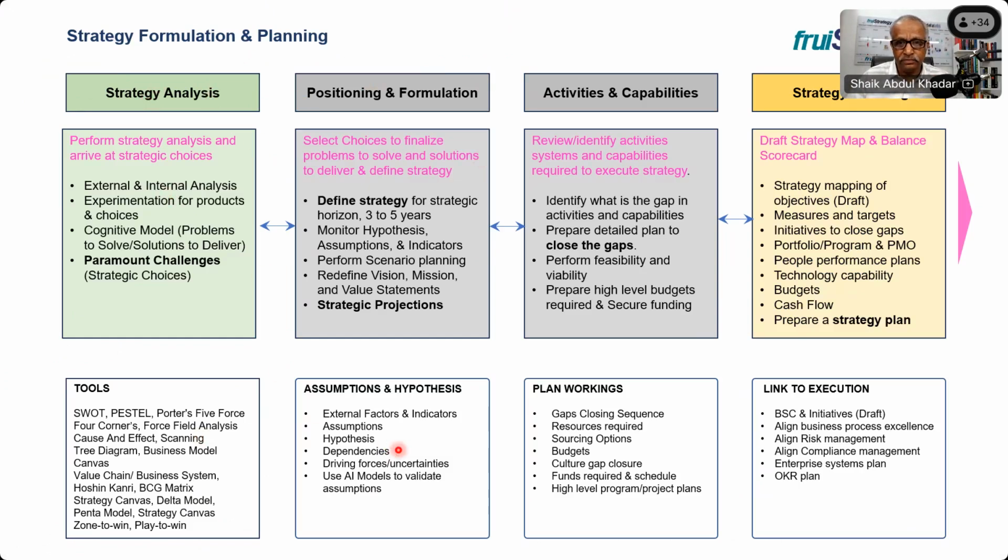This is where you come up with the strategic choices, and then you define them. What is it you are going to do, and then how you convert this into your strategy. Okay? So the outcome of your strategy formulation is your strategic projections: what you want to achieve in the next 3 to 5 years.